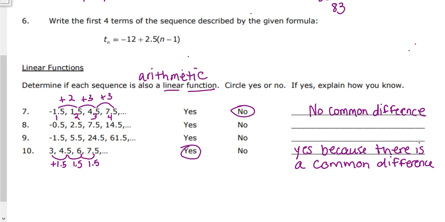Okay, so your job is to finish the sheet and then also work on the circuit.